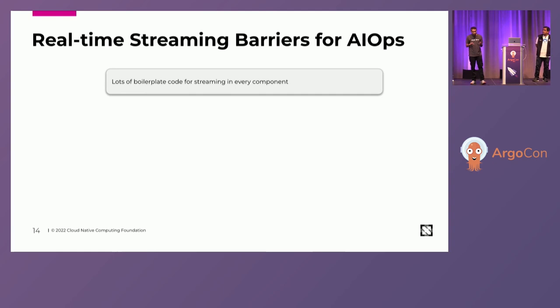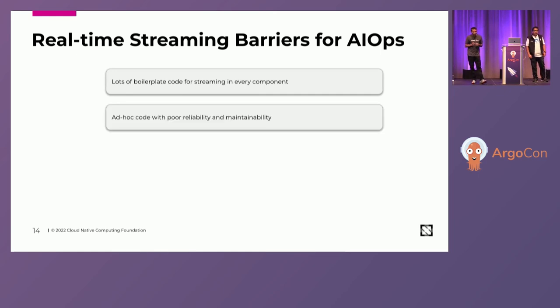And there are a lot more challenges with having reliable streaming in each component. But that is a problem. Each component should be lightweight, right? That's a barrier. Second is ad hoc code. Here, ad hoc actually means non-standard. By non-standard, what we mean is, we need to look at the streaming platform as an end-to-end system, not at a component level.